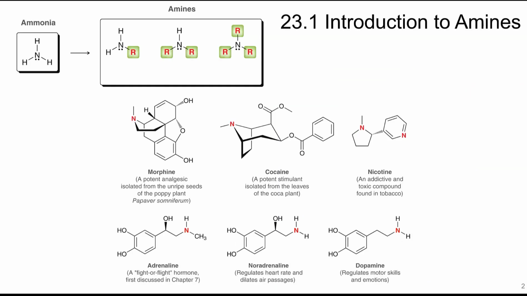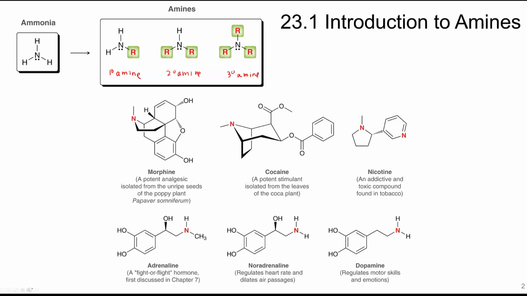Amines are derived from ammonia. We can have amines that are primary, which means that they have one bond to an R group. This is a primary amine. A nitrogen with two groups is a secondary amine. And a nitrogen with three R groups is a tertiary amine.